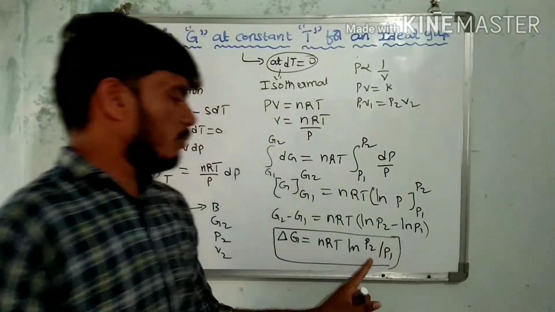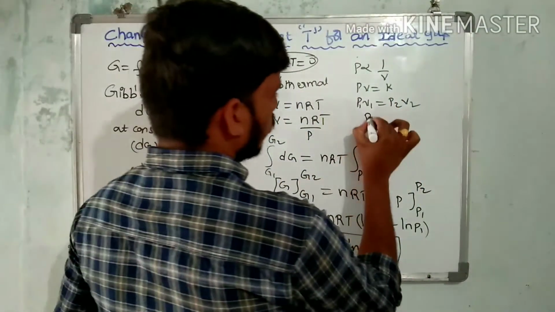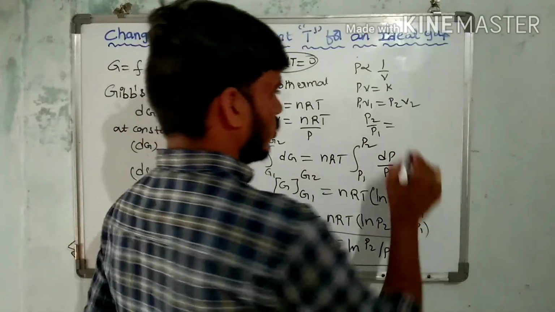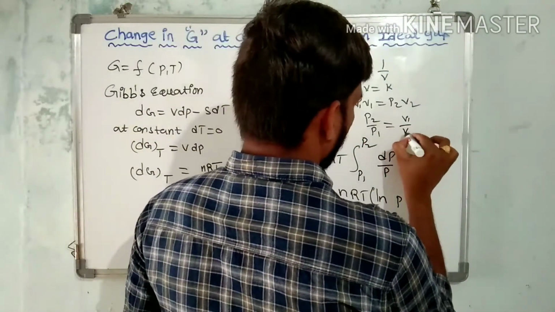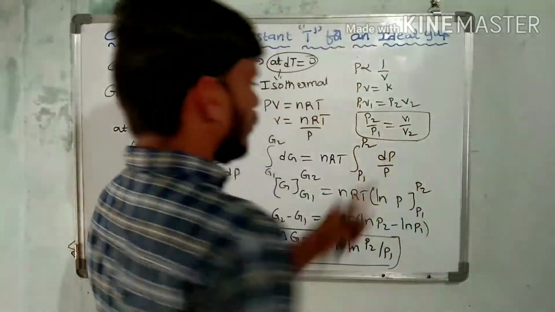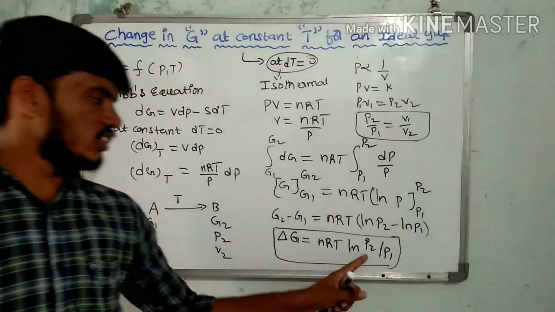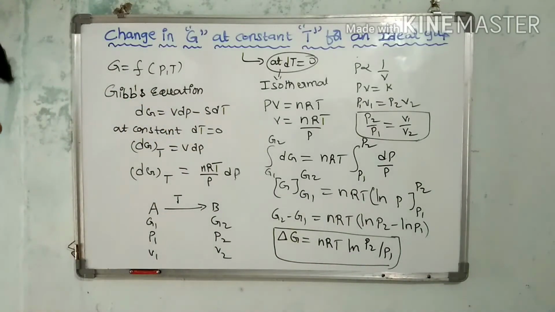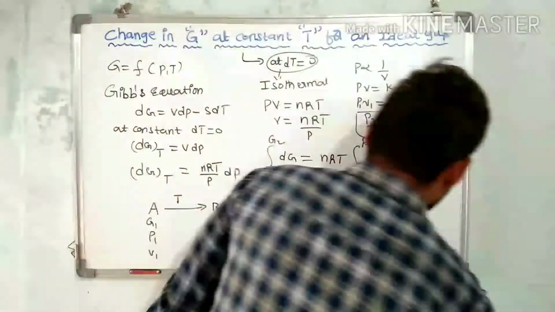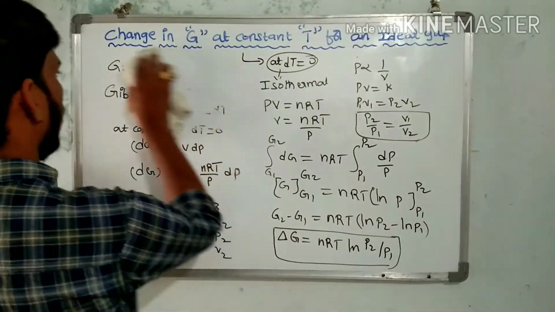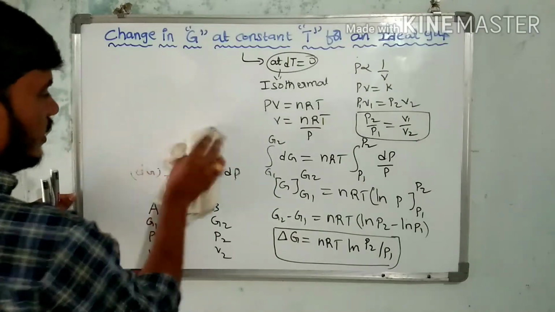Now we have to find out the P2 by P1 value. P2 by P1 is equal to V1 by V2. Substituting this in the equation delta G is equal to nRT ln P2 by P1, what is the equation we get?